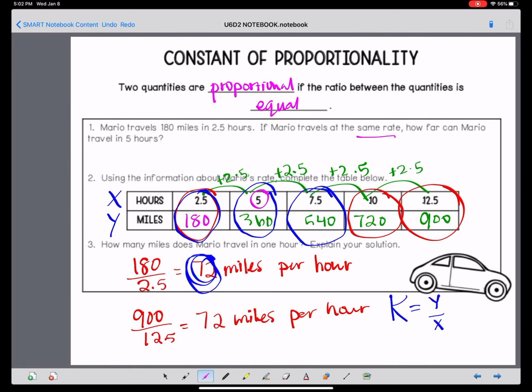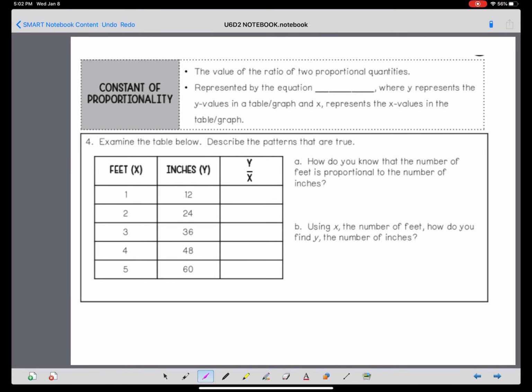So with our equation that we have, K is our constant. And if on your homework it says find the constant, you know you're going to do this equation: y divided by x. And that's exactly what we did to figure out how many miles Mario travels in 1 hour. Let's move on and take a look at another problem.